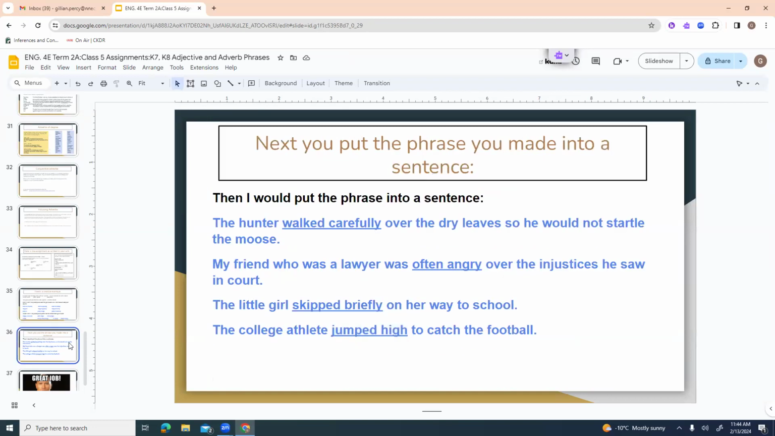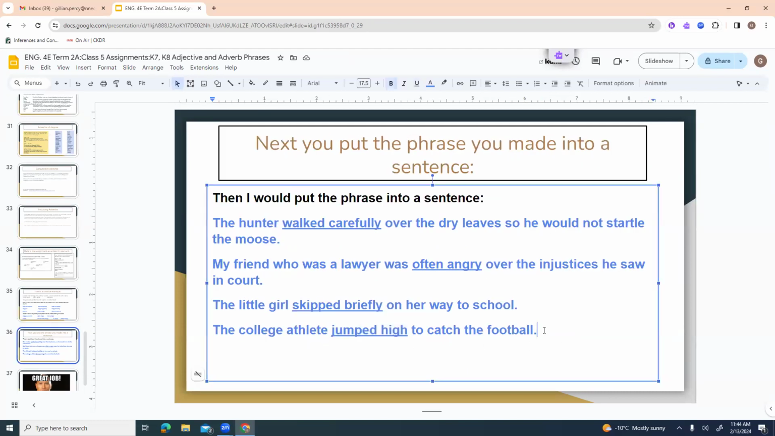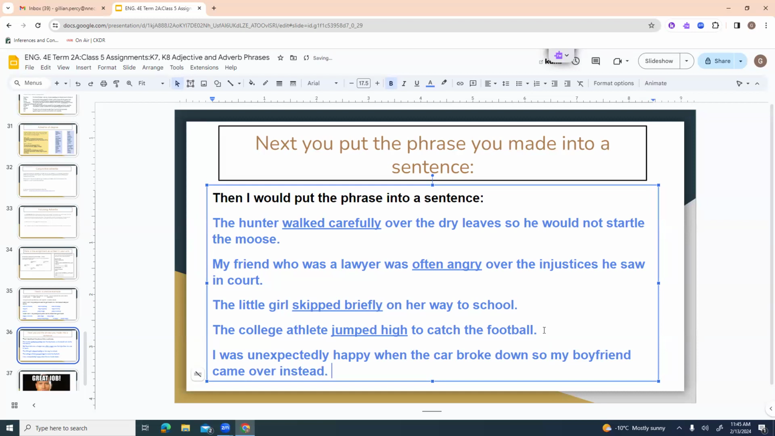Often, did I use angry? Yep, we used angry. Unexpectedly happy. Let me think. I was unexpectedly happy when the car broke down. So my boyfriend came over instead. Okay. And then I would underline unexpectedly happy.